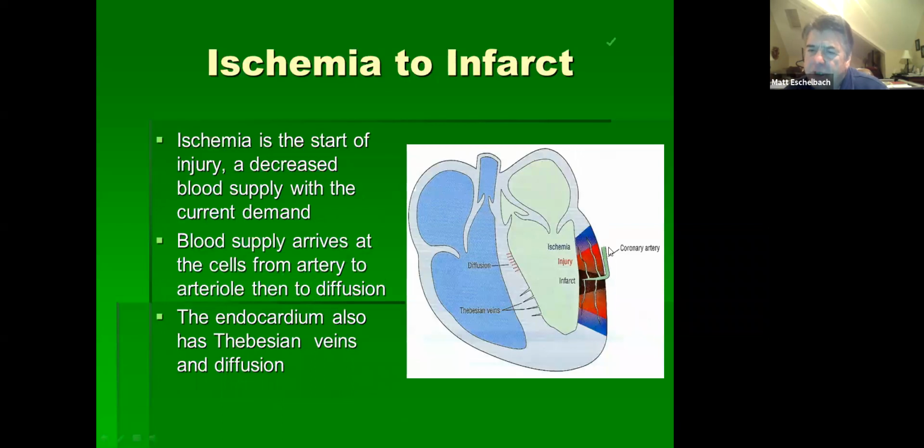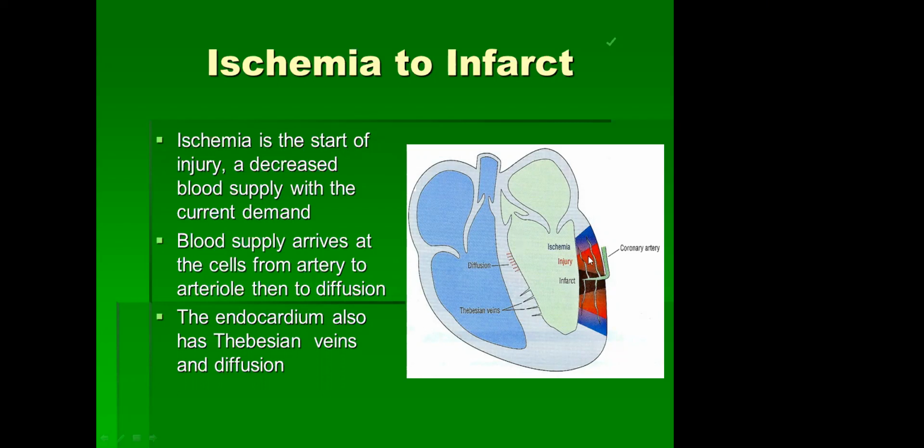Because coronary arteries are the ones that supply regions of the heart, as we begin to look at injury patterns, we'll be able to determine where in the heart injury might be coming from. Blood supply arrives to the cells, and if we don't have a good supply of blood and oxygen, we start going from ischemia to injury to infarct.